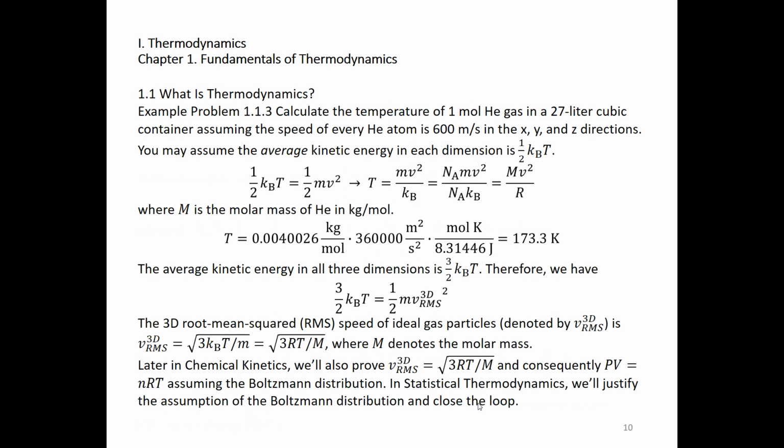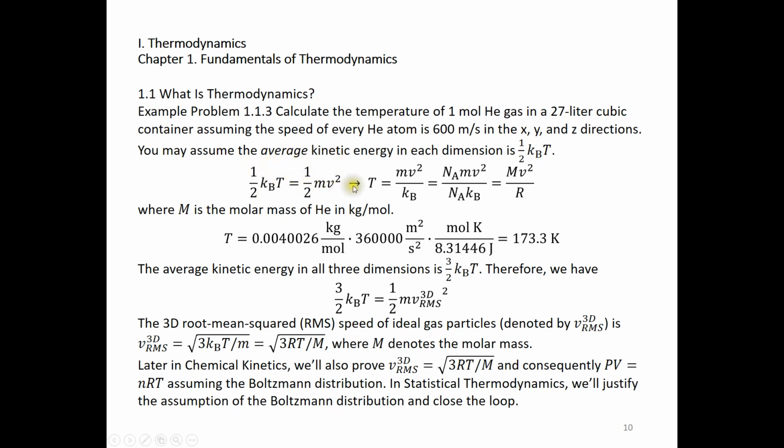Now here's another example problem. We can calculate the temperature of 1 mole helium gas in a cubic container, but this time let's just assume the average kinetic energy in each dimension is 1/2 kBT, and we're going to use this equation. So again, in each dimension the kinetic energy is 1/2 mv squared. It's also 1/2 kBT. We'll prove this actually in chemical kinetics for a wide range of distribution of speed. But now let's just use this equation.